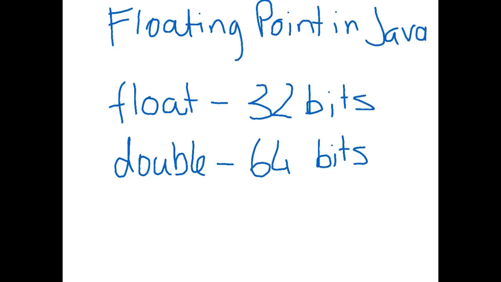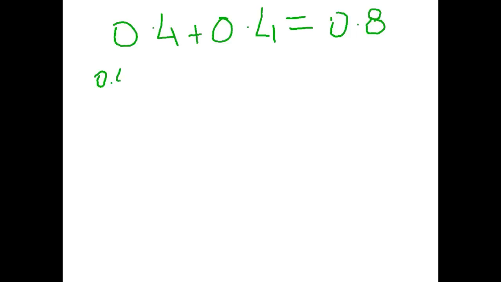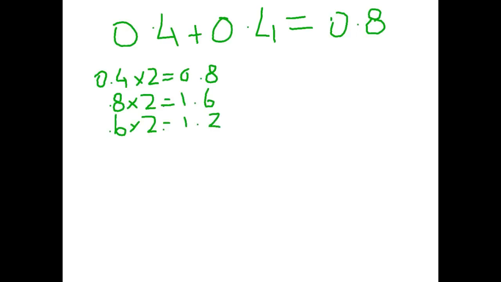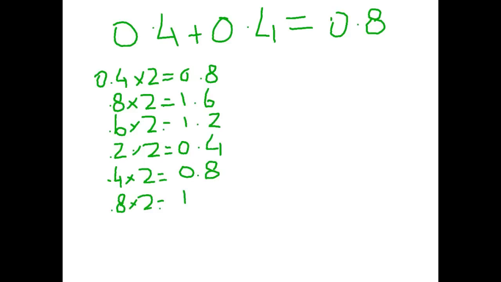Now, understanding these representations, it's really important that we understand that floating point doesn't allow us to represent information precisely. So when you're doing very exact calculations, you may get results that are slightly out of whack. I'll give you a quick example of where this might be. So let's say we had to add the numbers 0.4 and 0.4. Now we know that that should equal 0.8. But let's do our conversion of what 0.4 is in binary. So we go 0.4 times 2 equals 0.8. 0.8 times 2 is equal to 1.6. 0.6 times 2 is equal to 1.2. 0.2 times 2 is equal to 0.4. 0.4 times 2 is equal to 0.8. 0.8 times 2 is equal to 1.6, and so on.